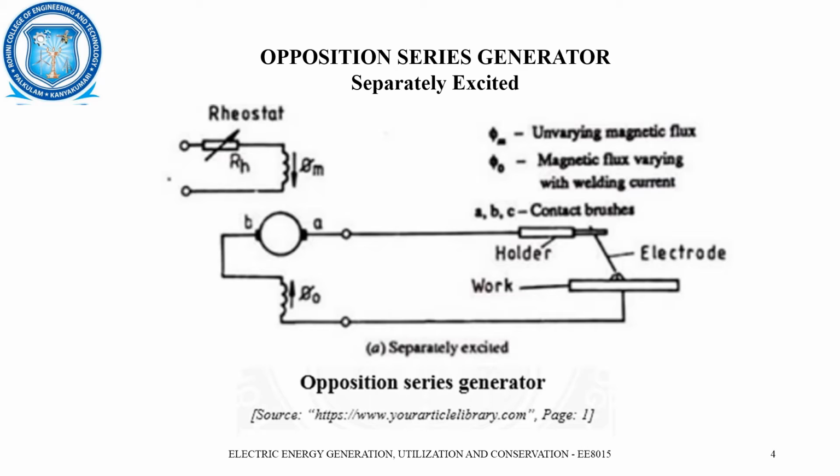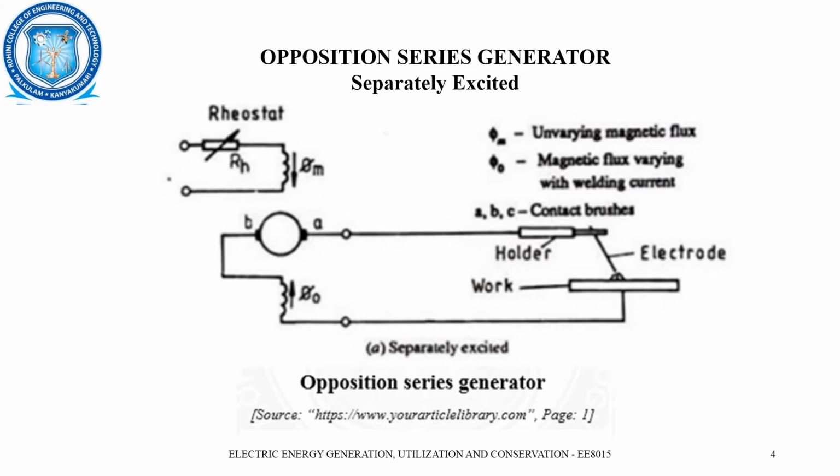Here we can see at no load, there is no current flowing through the series field winding and the EMF of the generator is solely due to the magnetic flux phi m. When the welding circuit is completed and an arc is struck, the series winding produces a varying magnetic flux phi naught, which will oppose the main flux phi m. With the increase in the welding current, the effect of opposition series field also increases and hence the total magnetic flux is decreased and the terminal voltage of the generator will be brought down.